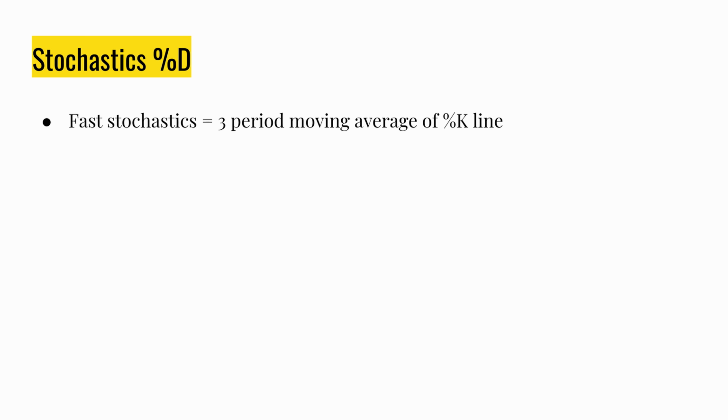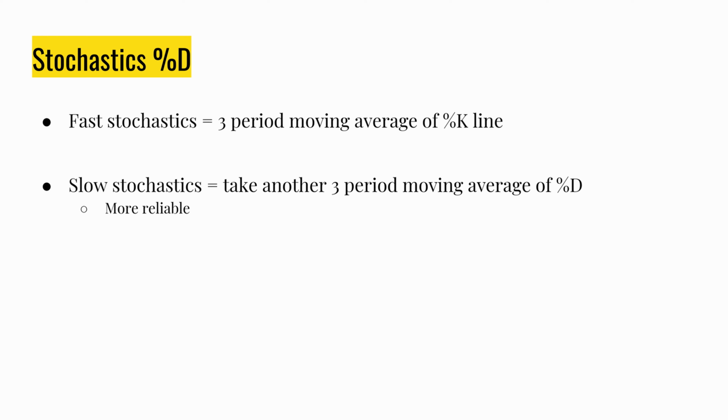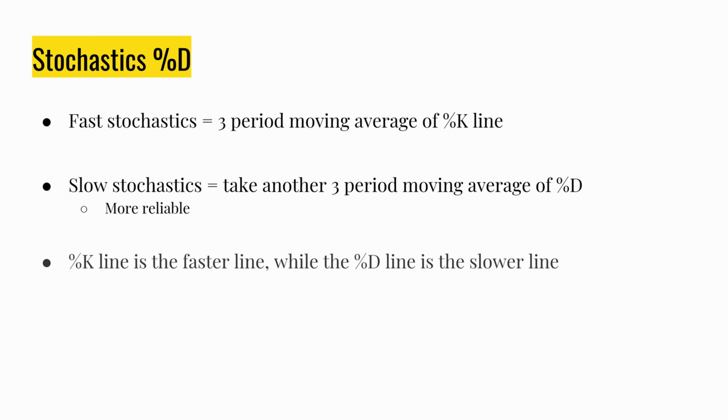The next line is called %D. There are two types of %D lines. The fast stochastics is the 3-period moving average of the %K line. The slow stochastics, or the smooth stochastics, takes another 3-period moving average of the %D line. This line is less volatile and more reliable than the fast stochastic line. From this alone, we can say that the %K line is faster than the %D line.